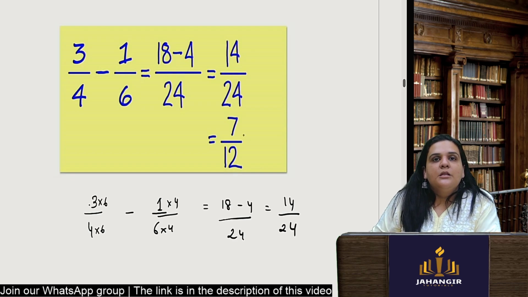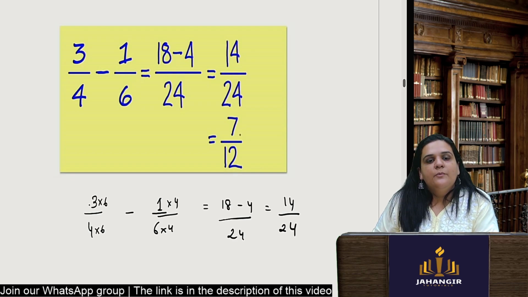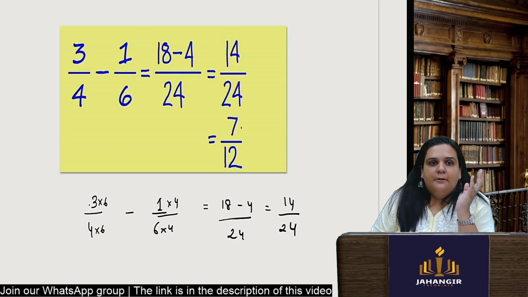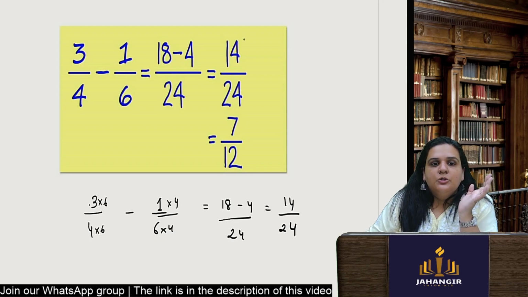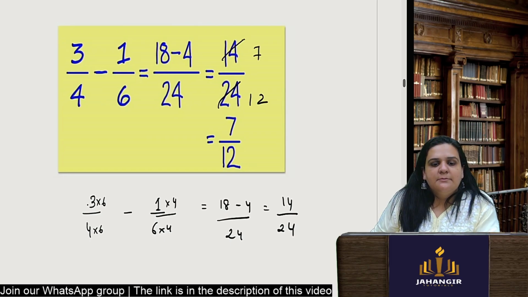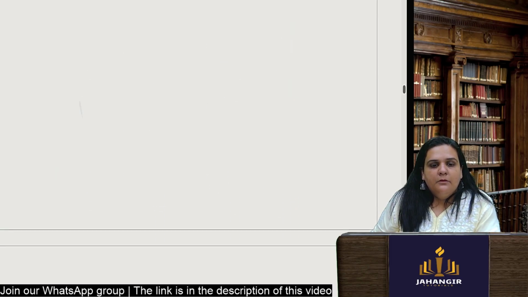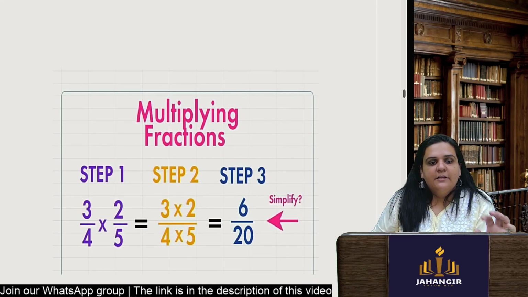So now this 14 upon 24, they have simplified it with the help of the table. Okay, 2 table. So 2 7s are 14, 2 12s are 24. As much as you can simplify, you can. Okay, you will always obviously have the MCQs.